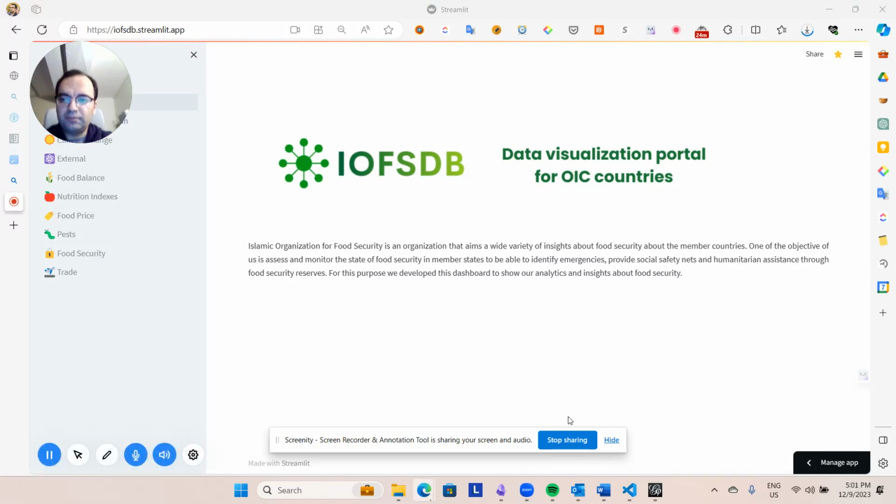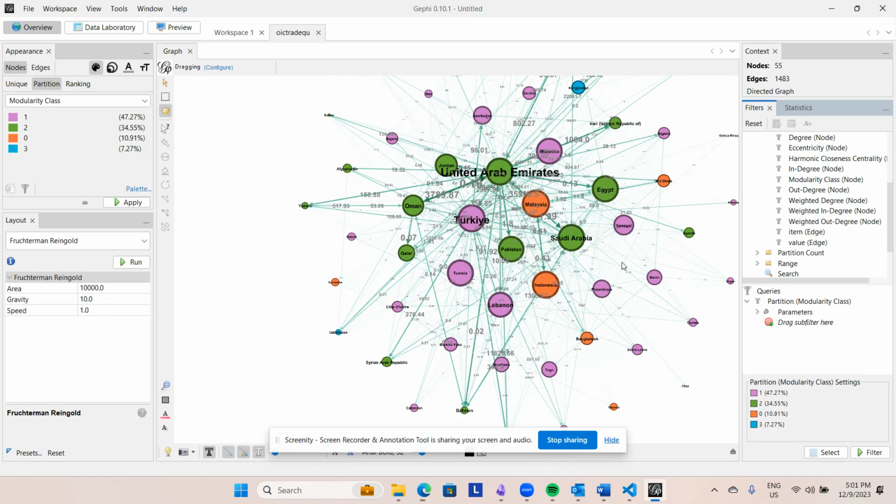Hello. Today we will see the trade network among the OIC member countries through the FAO data. FAO provides a very long, very big data set of trade, not only among the member countries, but for the whole world. In this data set, you can access, for example, what type of item has been imported and exported from a specific country like Oman to Qatar.